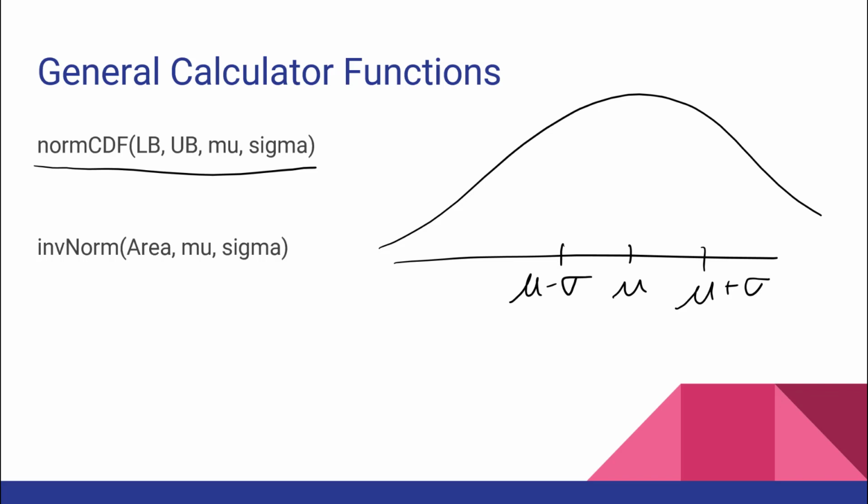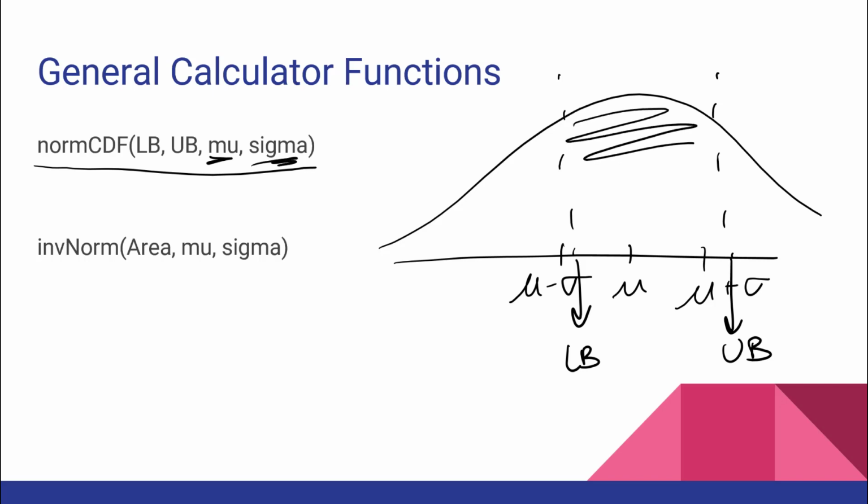What you do for the norm CDF function is you put in a lower bound and an upper bound. So let's say this is the lower bound and this is the upper bound. We put the number over here and the number over here into our lower bound and upper bound. And then we also put in the mu value and the sigma value. And what the function gives back is the area bounded by the upper bound and the lower bound. So what area of the normal model is within those bounds based on the mu and the sigma.